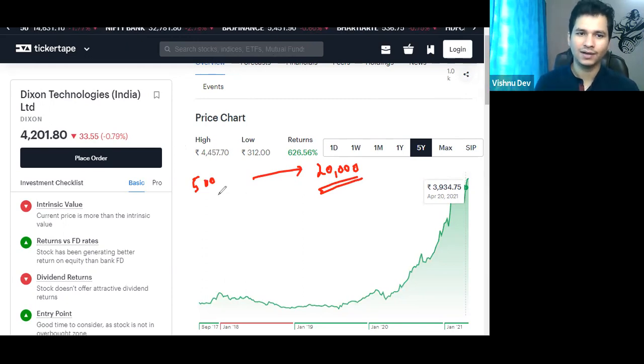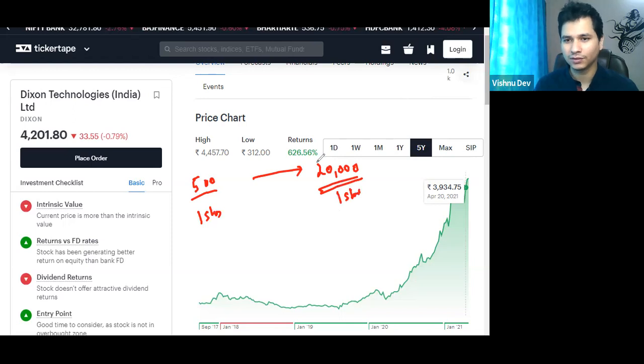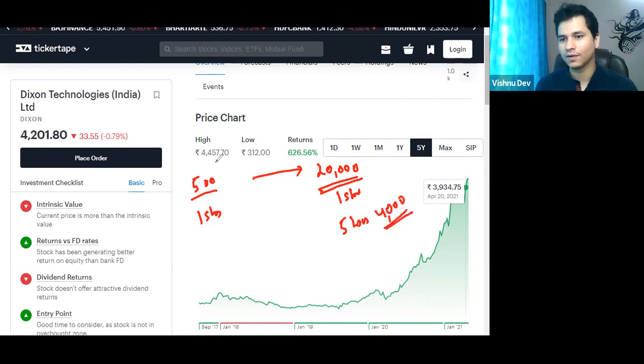Okay. Now, just think about it. 500 में था एक stock. और ये 20,000 बन गया एक stock. Think about it. Now, this one stock is split into 5 stocks of 4,000 each. अब समझ में आ रहा है? So this 4,400 is the price of these 5 stocks. अब समझ में आया?